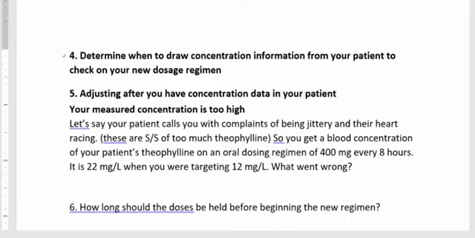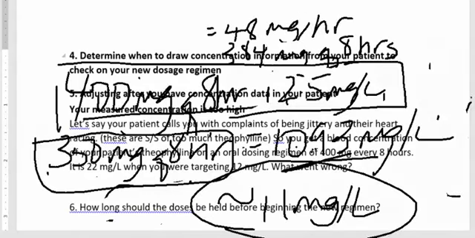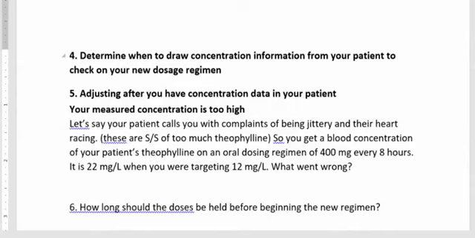Okay, guys, we're continuing on with our problem of starting our patient on theophylline. So we determined that we were going to be giving our patient either 400 or 350 milligrams of theophylline every 8 hours. Now we need to determine when to draw concentration information. So how do we decide that?